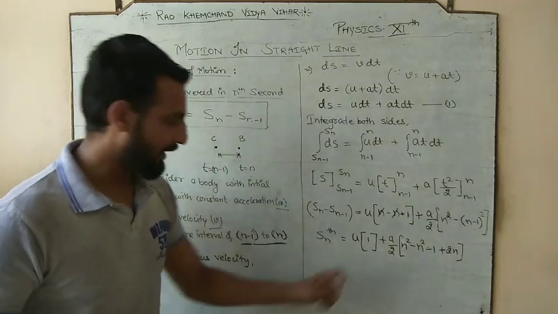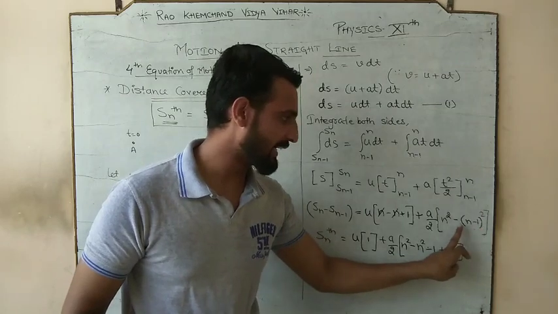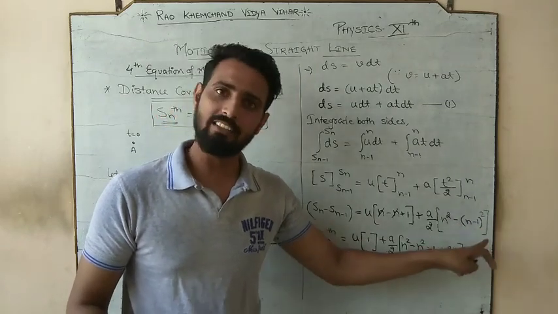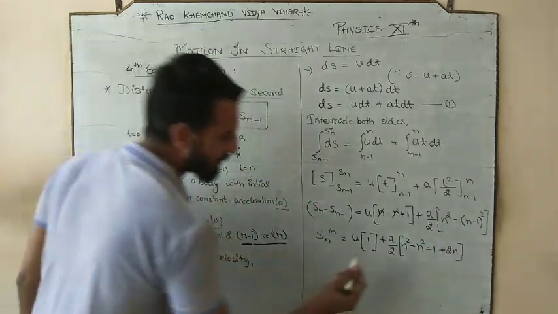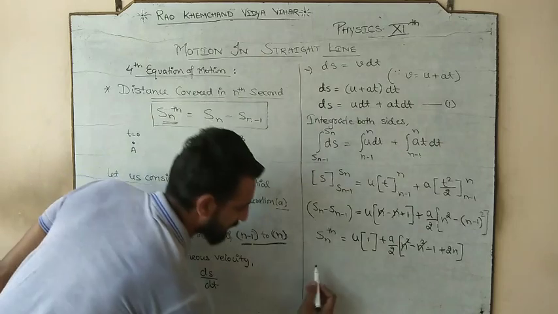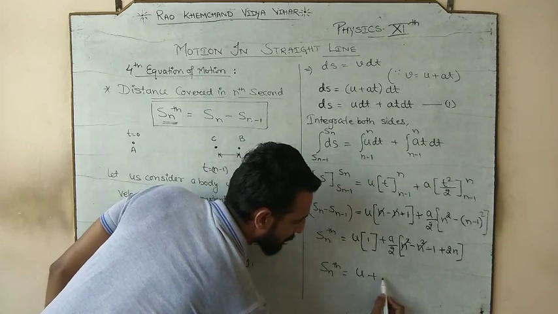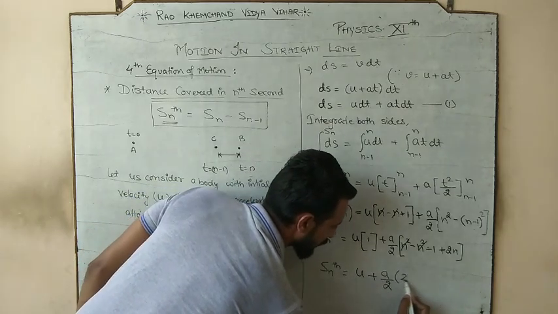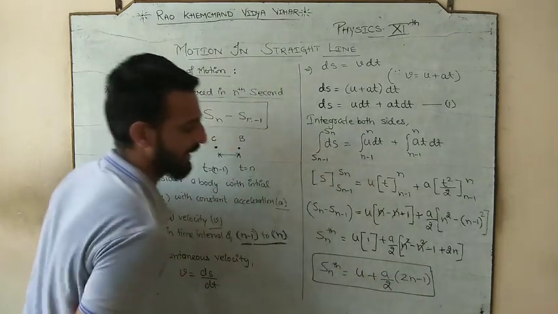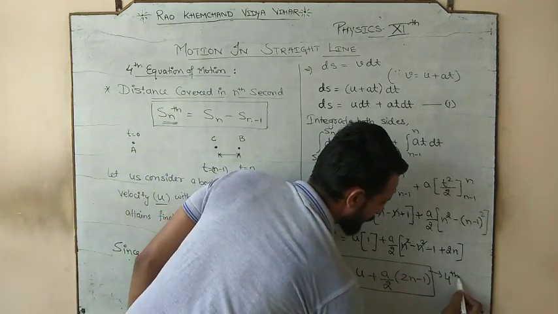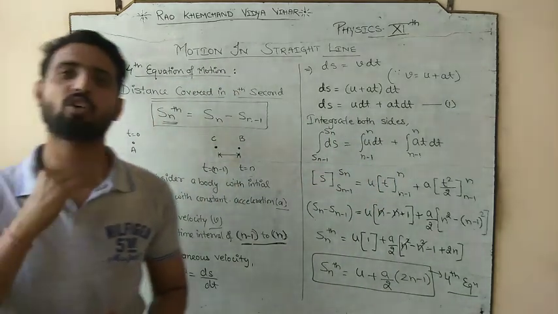Got it? So in this step, I have performed two things. I opened the bracket, and along with that, I opened this negative sign. So the square got opened, the bracket got opened, and the negative sign got opened. Both things have been performed together. n square cancels with the n square, and what would be Snth? It would be u into 1 plus a by 2 into 2n minus 1. And this is our, you can say, new fourth equation of motion. This is our fourth equation of motion.